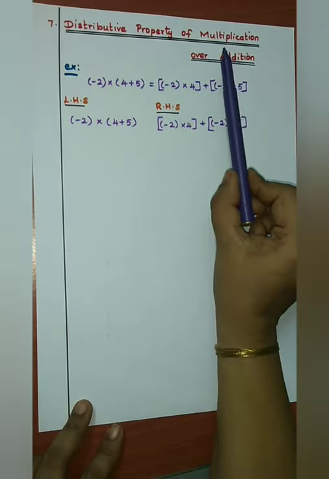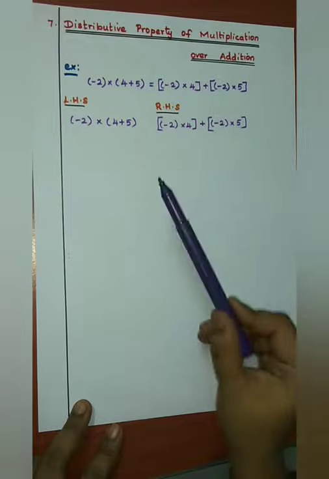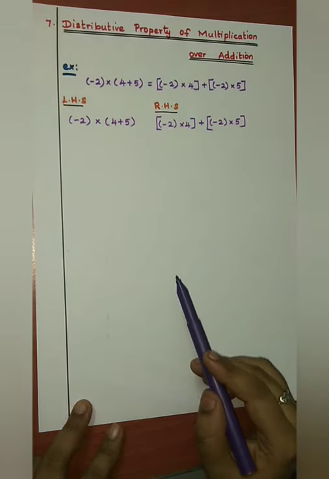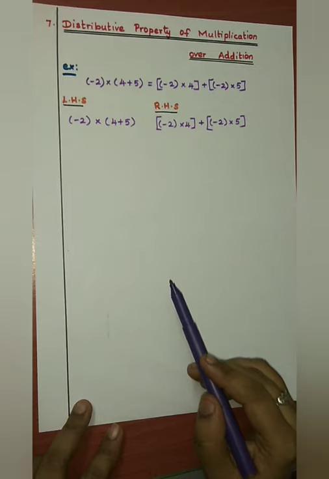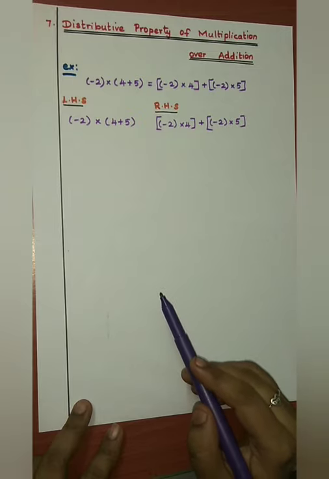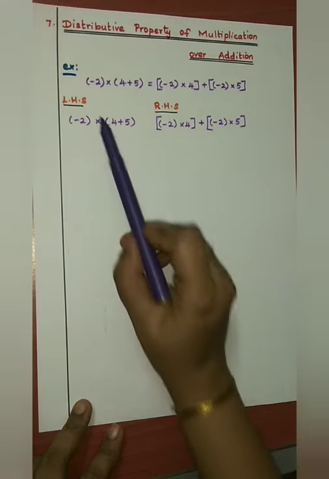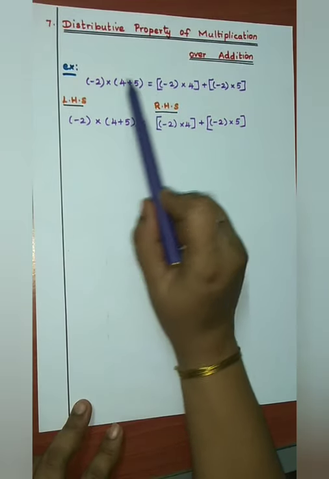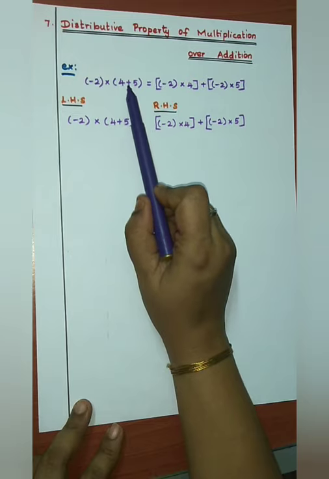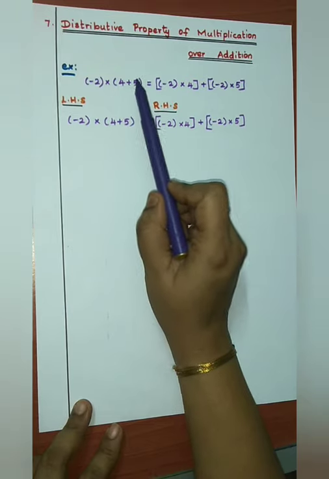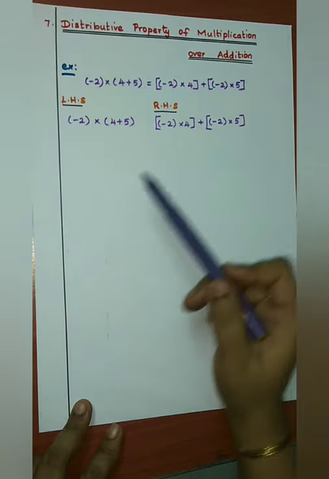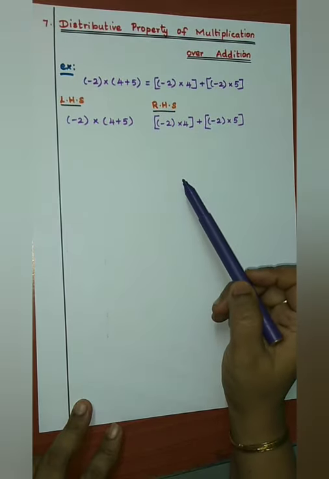Distributive property of multiplication over addition. We have already studied that multiplication distributes over addition on whole numbers. Let us check the property for integers. Take for example, minus 2 into (4 plus 5) is equal to minus 2 into 4 plus minus 2 into 5. First you solve the left hand side, then you solve the right hand side and check whether the results are the same.